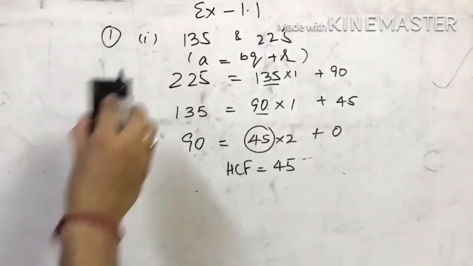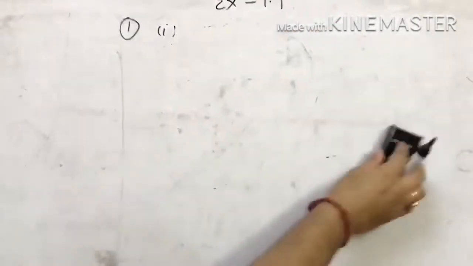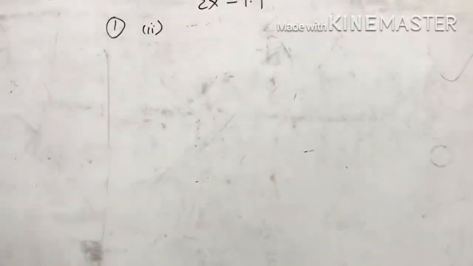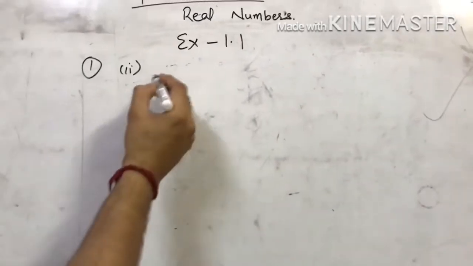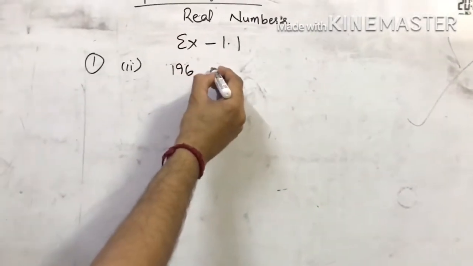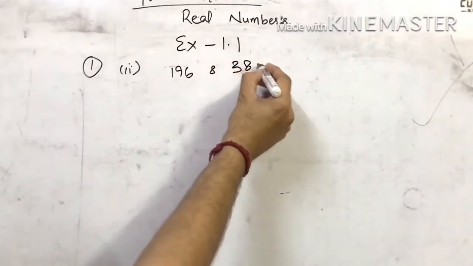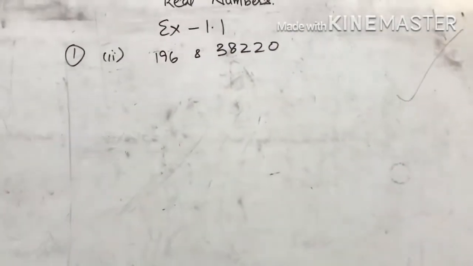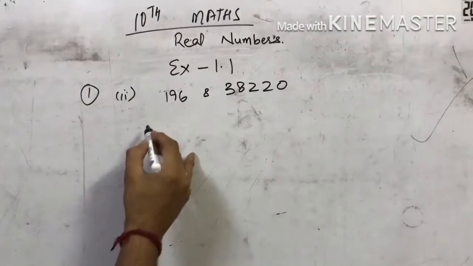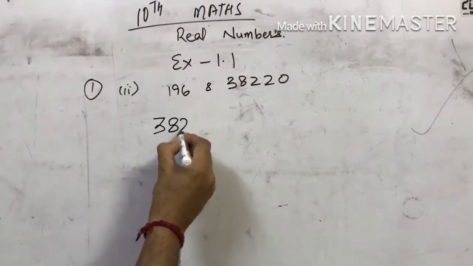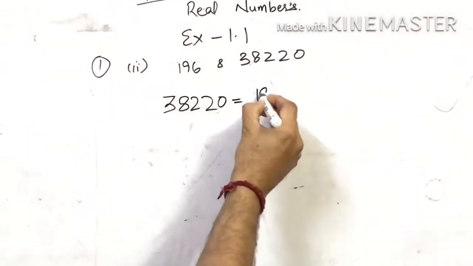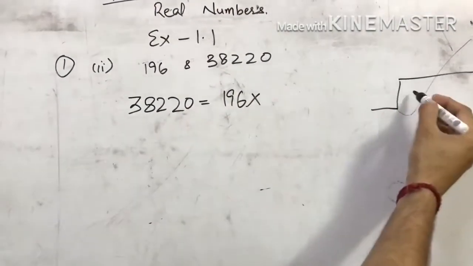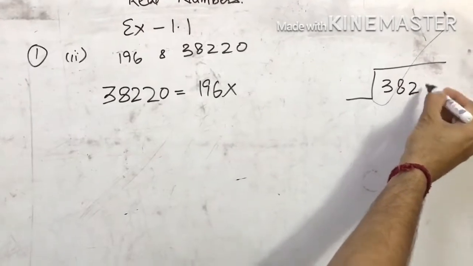Similarly, if you have to do the second part, the second part is 196 and 38,220. So it is a big calculation. The bigger number here will be equal to 196 multiplied by something. To find out the number, you have to divide it on rough paper.